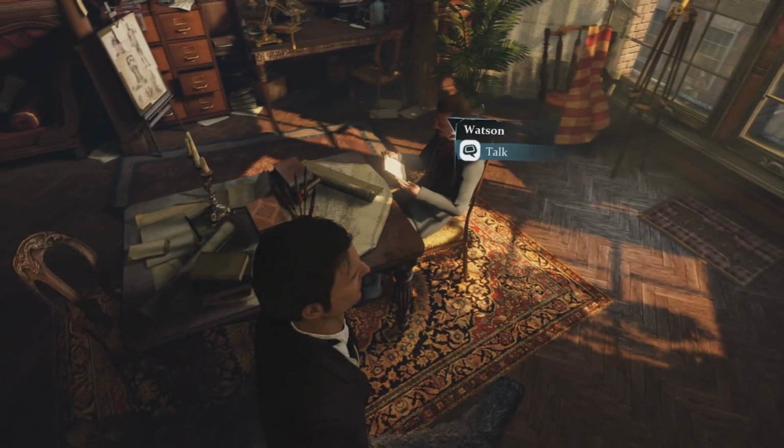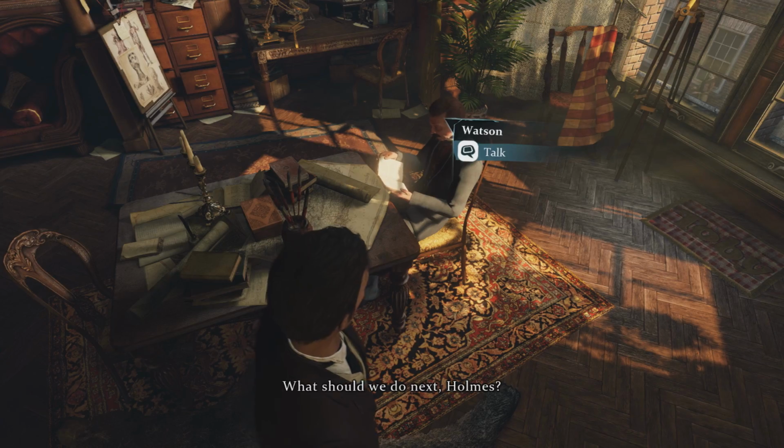We are still trying to figure out the case of the murder in the Roman baths. Watson, what should we do next? What are you reading, Watson?